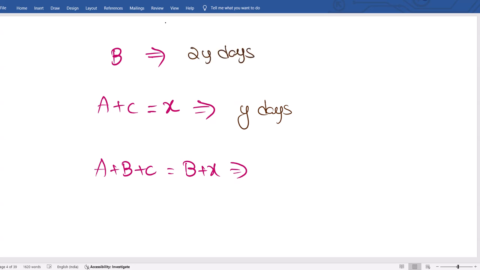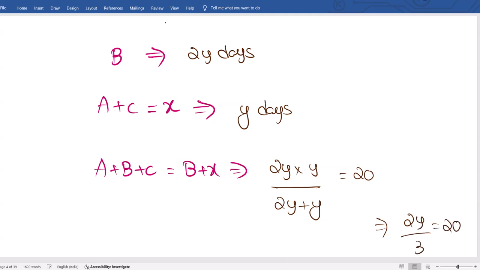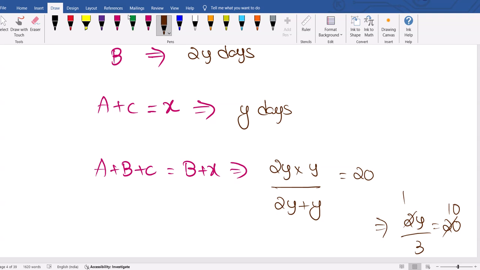Together they have already given in the question, 20. A plus B plus C means nothing but B plus X. I consider A plus C equal to X. Now alone is given. How to get the together? Product divided by summation, and that is given as how much in the question? A plus B plus C, 20. Now this numerator Y, denominator Y will cancel. 2Y divided by 3 equal to 20. So Y will be equal to 30.